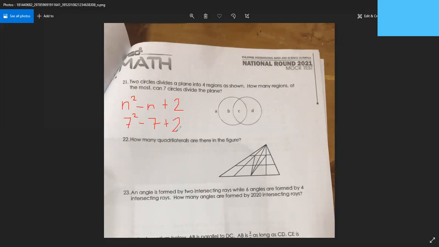So we can do this mentally. 49 minus 7, that is 42. 42 plus 2, and that would be 44. So there would be 44 regions. As simple as that. And I won't ask if that is clear, I'm pretty sure. Can I copy this? Sure.